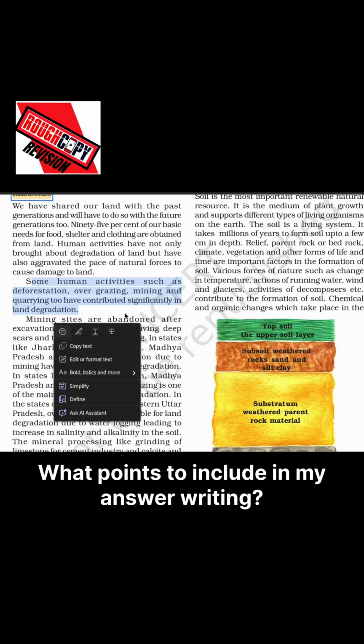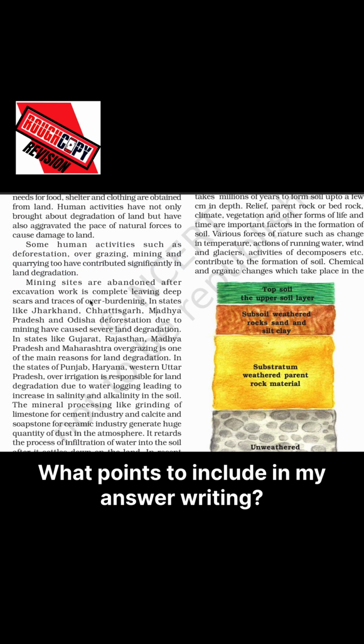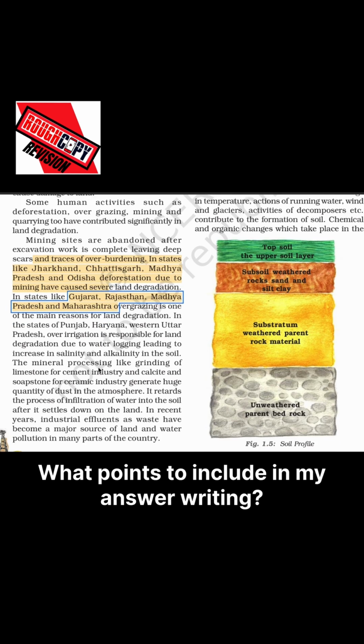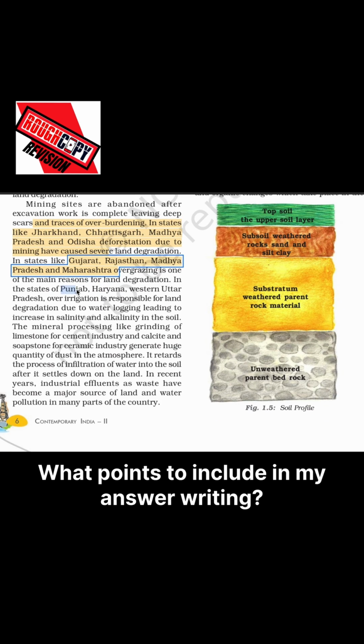If it is a 5-mark question, I must mention the names of a few states, like what is the reason behind land degradation in Jharkhand, Chhattisgarh and Madhya Pradesh, or what is the reason behind land degradation in states like Gujarat, Rajasthan, Madhya Pradesh and Maharashtra. Similarly, I will also talk about what are the reasons behind land degradation in Punjab, Haryana and Western UP, or how the ceramic industry causes land degradation as well. So you can make it out.